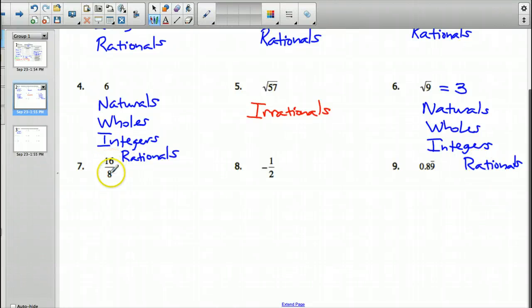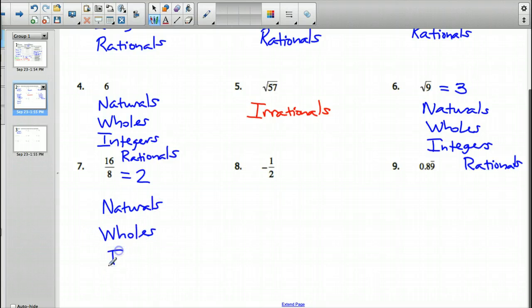Same thing with 16 over 8. You may at first glance say that's a fraction, so it's in the rationals. You'd be correct, but it's in more than just the rationals. 16 over 8 means 16 divided by 8, which is the same thing as 2, and 2 is in the naturals, the wholes, the integers, and the rationals.